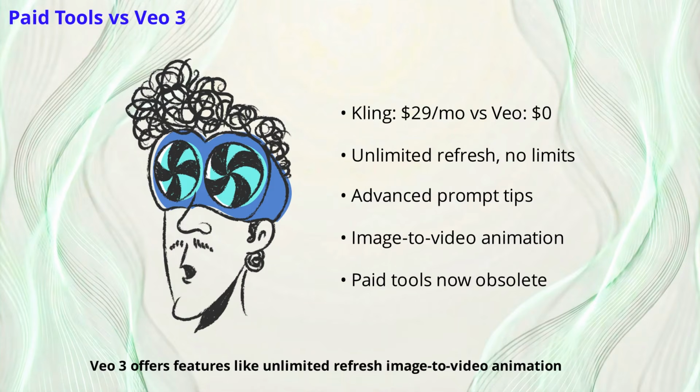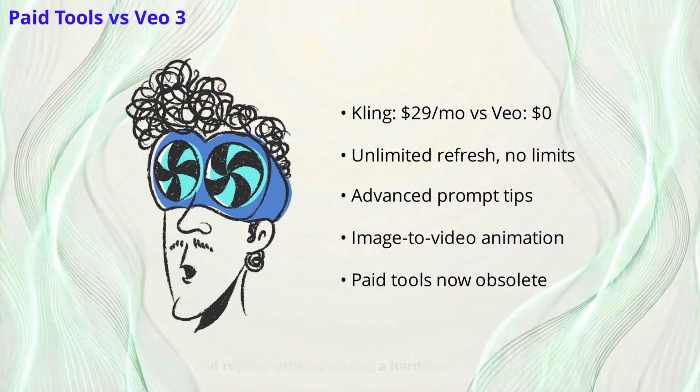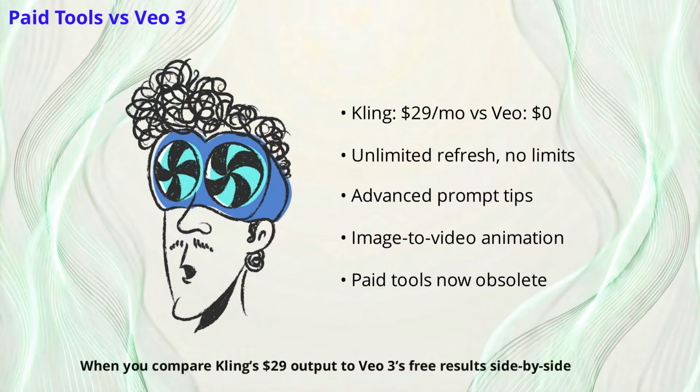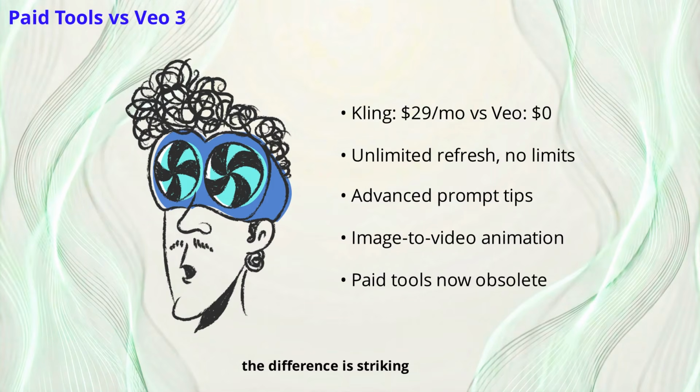Veo 3 offers features like unlimited refresh, image-to-video animation, and advanced prompting. You can generate, tweak, and repeat without hitting a hard limit. When you compare Kling's $29 output to Veo 3's free results side by side, the difference is striking. Google's move just ended the era of paid AI video tools.